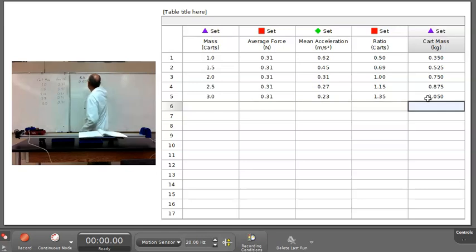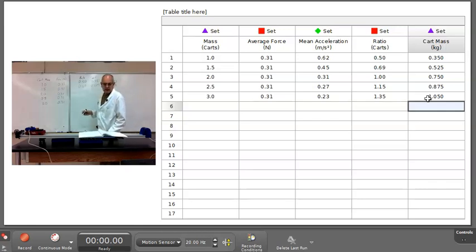From the measured cart mass, we have 0.35. So that means the error is going to be 0.15 kilograms. Now let's take a look at the second one. We have 0.69 and we have 0.525. So 0.69 minus 0.525 gives me 0.165, so it's about 0.16 kilograms.